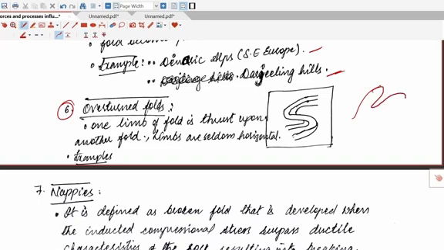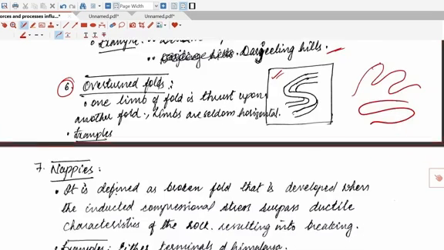Folds overturned too much. So that is called overturned folds. You can see here the fold gets overturned. So one limb of the fold is thrust upon the other fold. Limbs are seldom horizontal, but one limb will put more pressure on the other limb, and passes through the other limb. So this is the overturned folds.